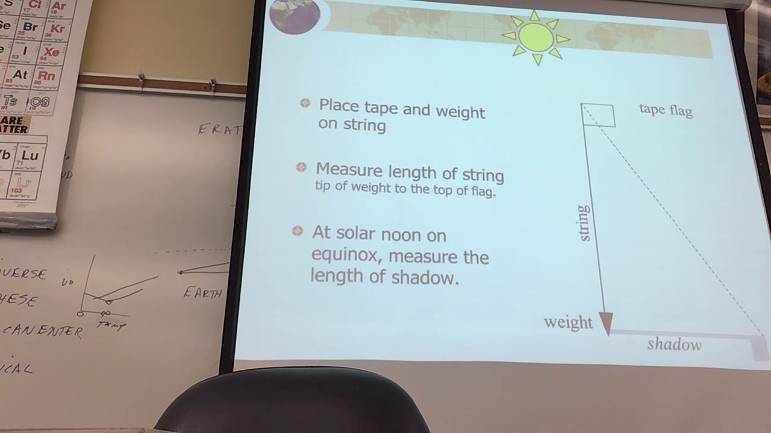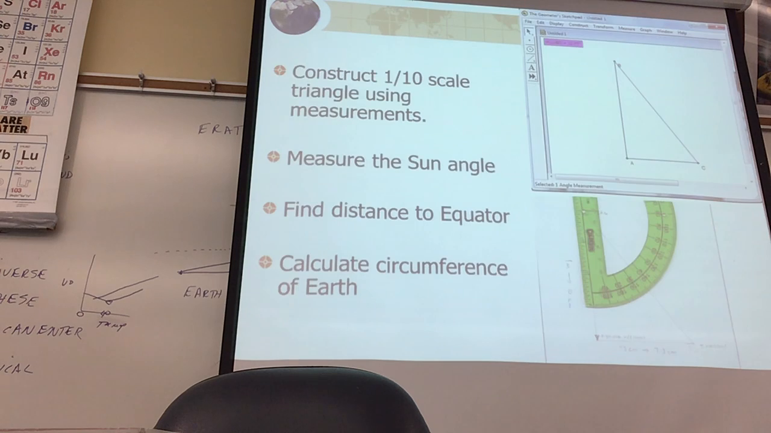As close as possible to solar noon on the equinox, that's approximately halfway between sunrise and sunset, we go out and measure the length of the shadow. Once we have these two measurements, we construct a 1/10 scale triangle using those measurements.